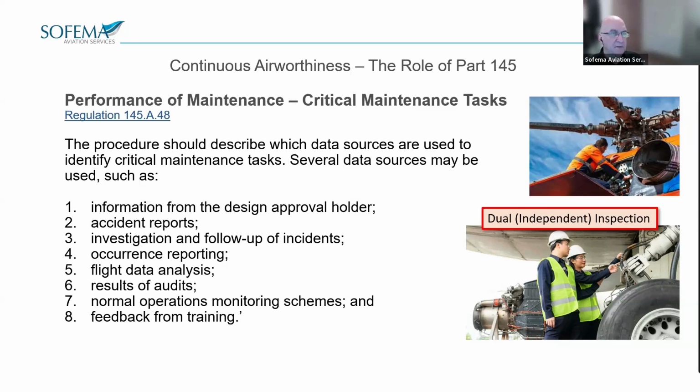You can get this information from accident reports, you can get it from investigation and follow-up incidents, flight data analysis, and operations monitoring schemes. So historically, where a particular type of maintenance has been shown to repeatedly cause problems, that would be a candidate for becoming a critical maintenance task, and therefore subject to special inspection.